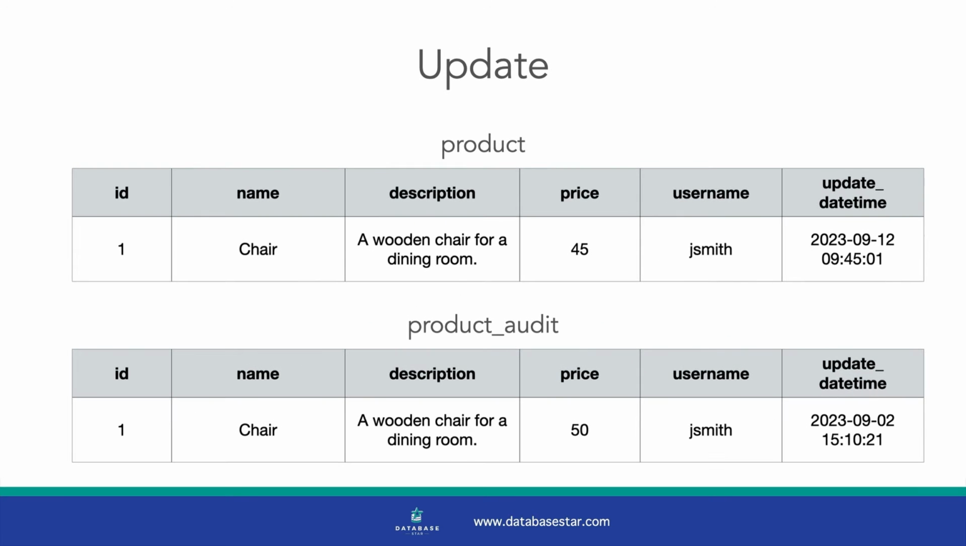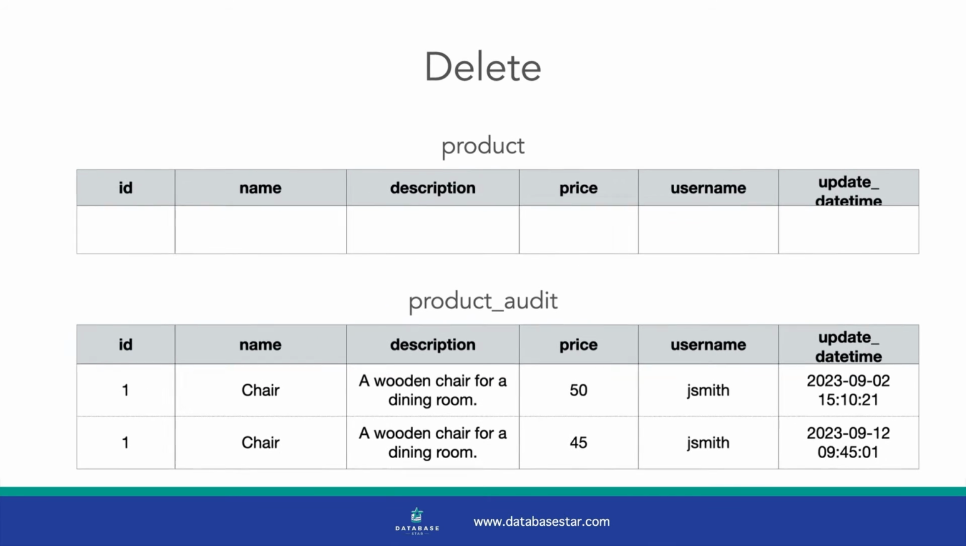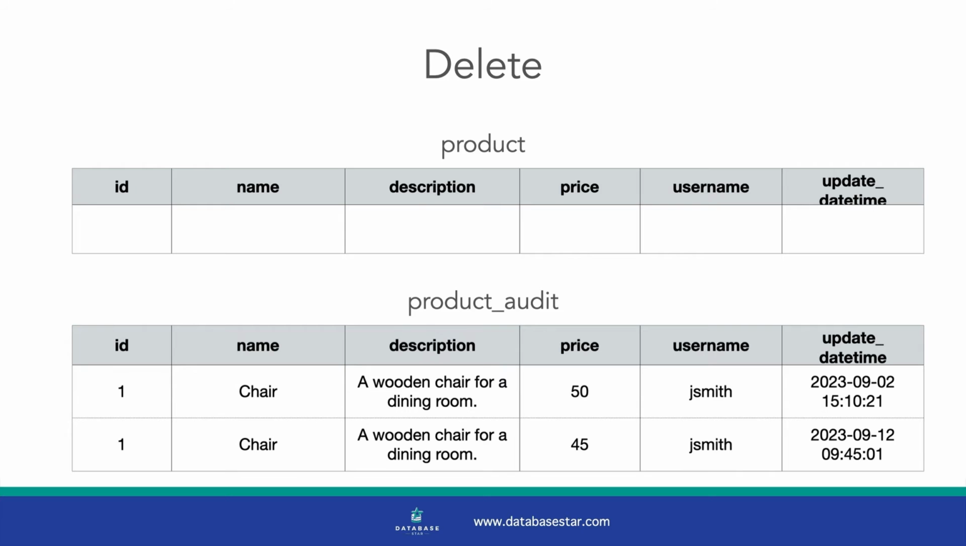If we update the record, such as changing the price, then the original record gets added as a new row into the audit table. The updates are made to the data in the main table. If we delete a record from the table, the data is removed from the main table. Before the delete happens, the row that will be deleted is inserted into the audit table. This means we have a record of the row even though it was deleted.